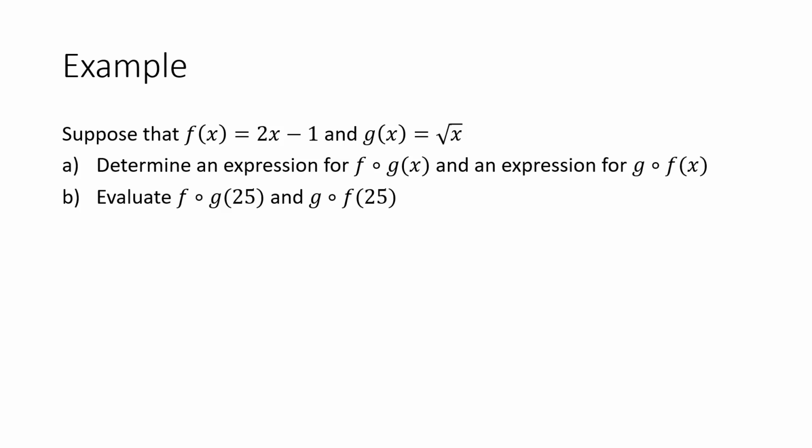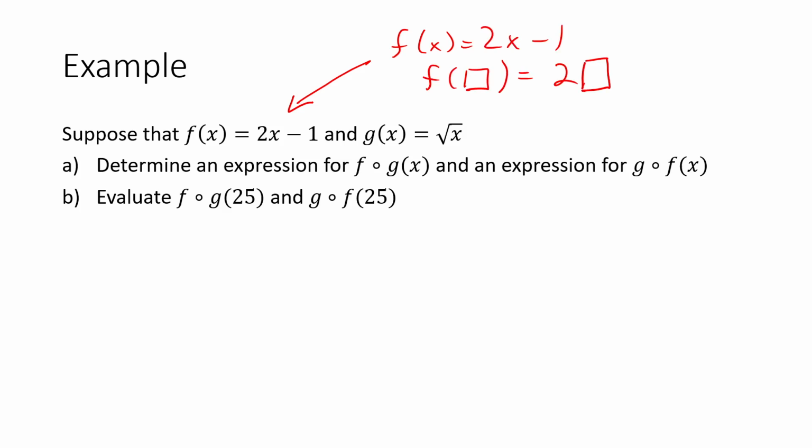Well, let's go back to our first day learning function notation. We learned that if f of x is equal to 2x minus 1, then f of block must be 2 times block minus 1. Well, what if I say f of g of x? Then that would mean 2 times g of x minus 1. But what is g of x? G of x is root x. So that'd be like saying 2 times root x minus 1. So f of g of x must be equal to 2 times root x minus 1.